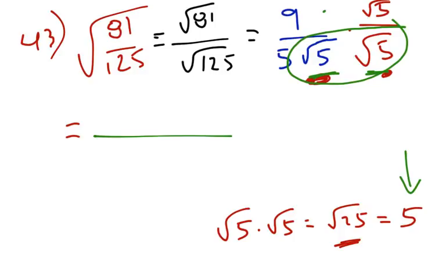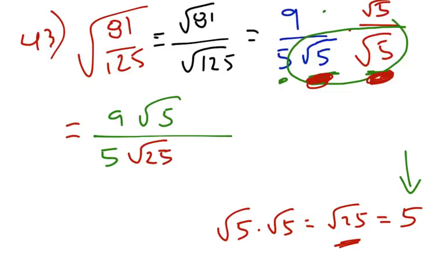The top, 9 times square root of 5 stays the same. The bottom, this 5 is on the outside, so it stays on the outside. Now, this square root of 5 times this square root of 5 is going to give me square root of 25. Okay? And the top stays the same, because the 9 is on the outside and the 5 is on the inside. You cannot multiply those two. So they stay the same.